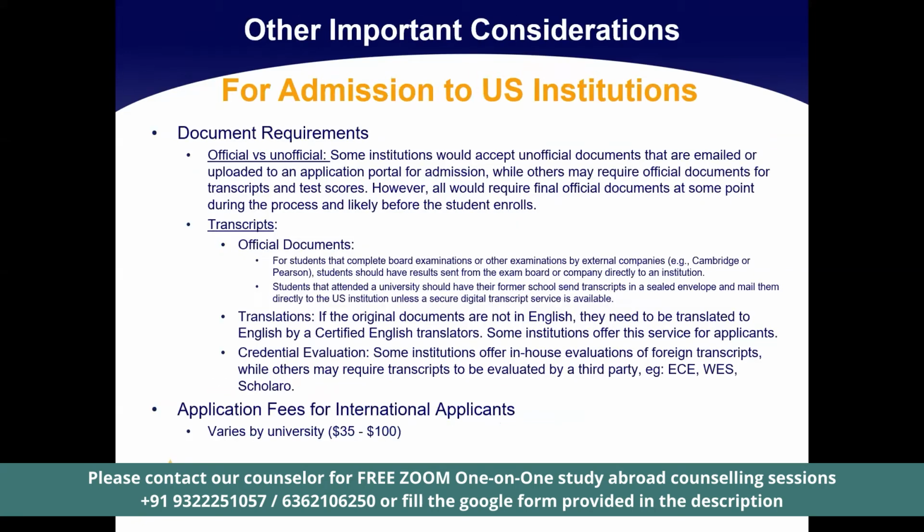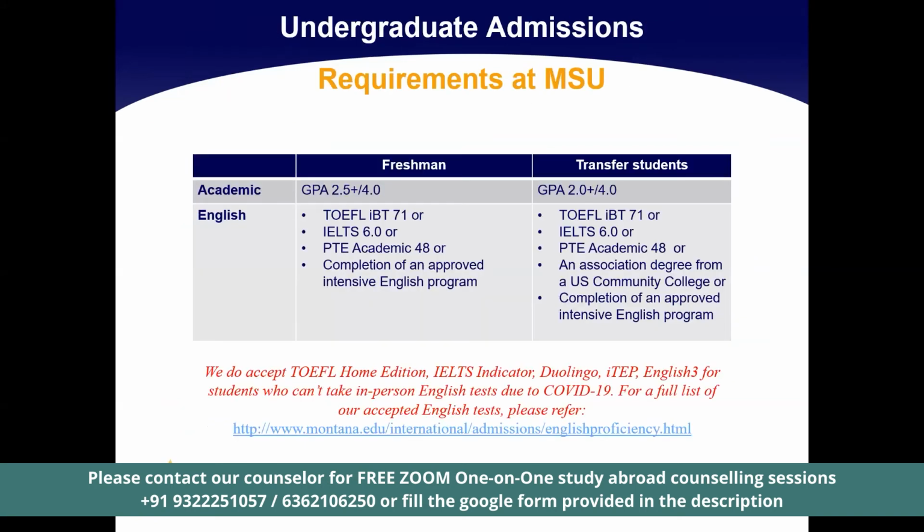So that was an overview of what we are looking for. I'm just going to give you some examples of what we are looking for here at MSU. For example, for undergraduate, our GPA requirement for freshmen is 2.5. If you are a transfer student, meaning you have taken a year or so at a university and you want to transfer to a university in the US, then we require a GPA of 2.0.